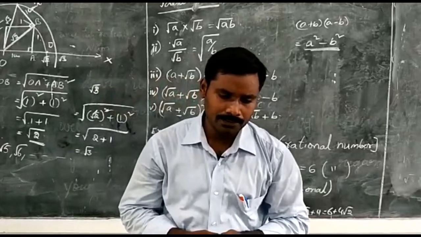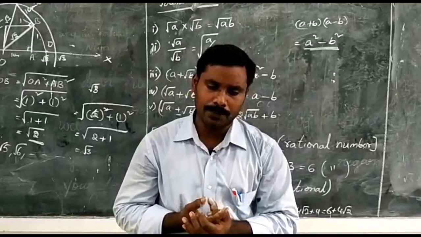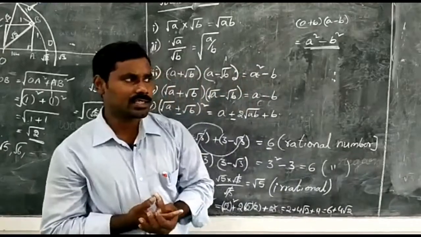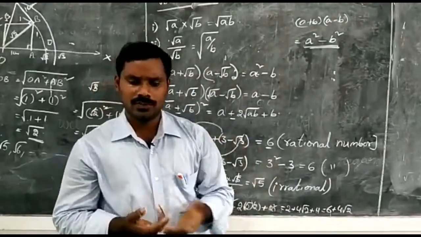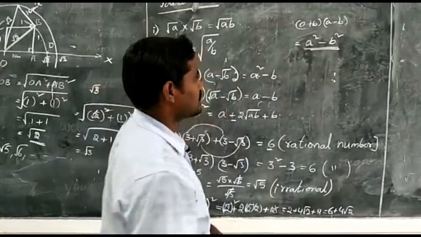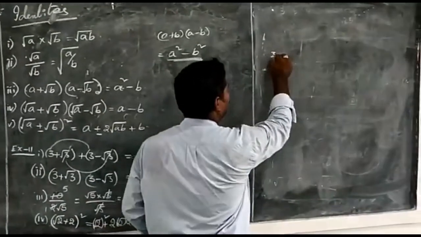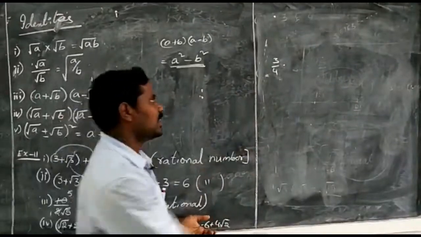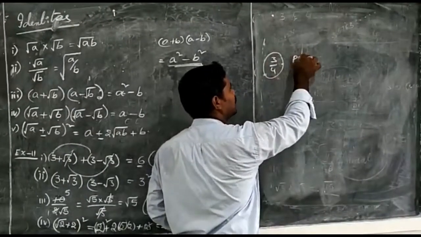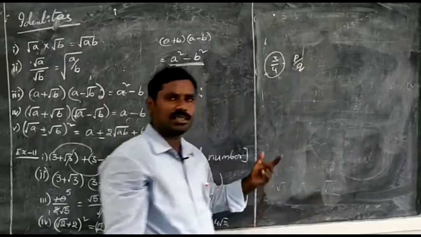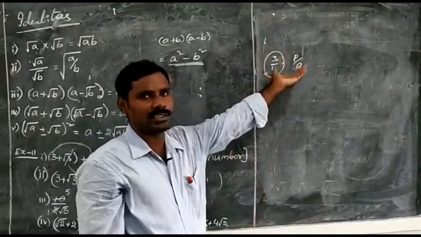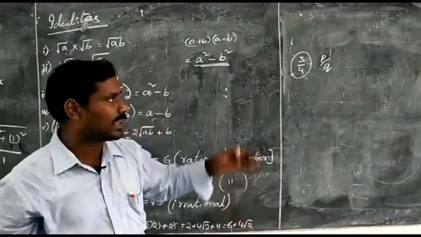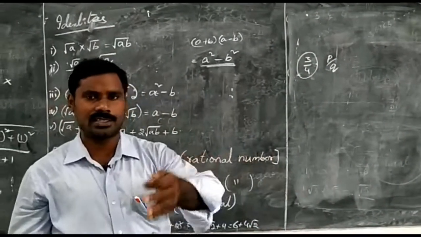Next, second problem: explain with an example how irrational numbers differ from rational numbers. Will you give one example? Yes. 3 by 4 is rational, but it is not irrational. Why? Because it can be written in the form of p by q. A number which cannot be written in the form of p by q is called irrational. Like that you have to give one example and explain what is rational and what is irrational.